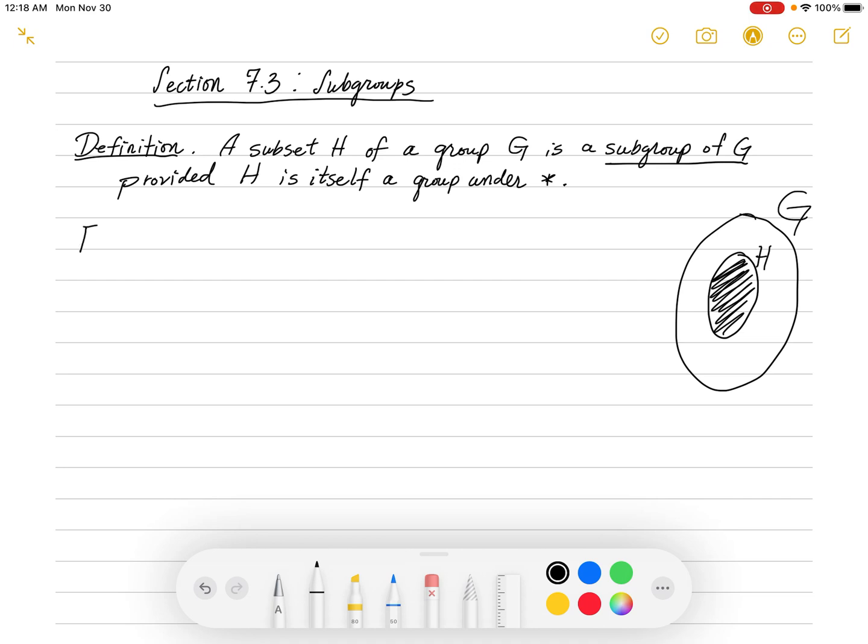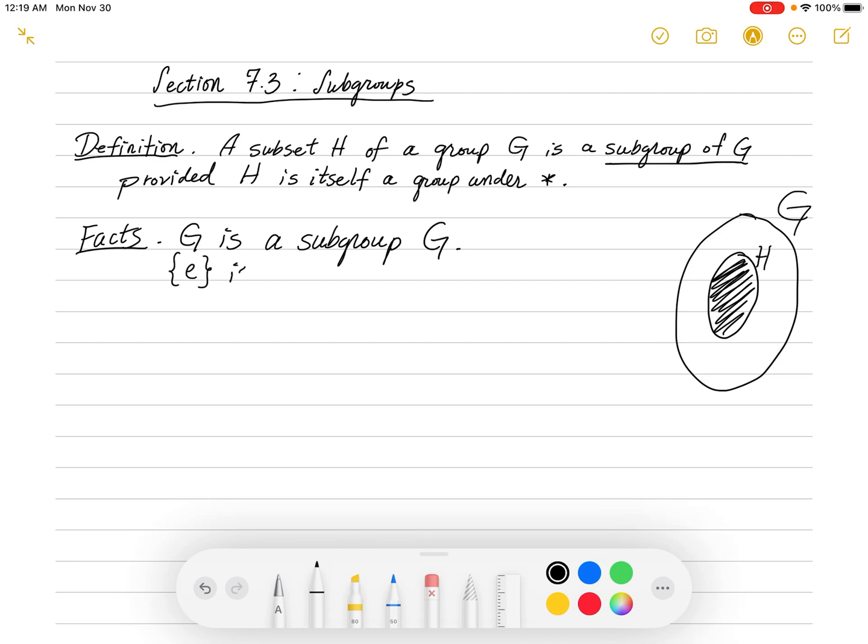So here's some facts, probably worth mentioning. G is a subgroup of itself. So G is a subgroup of G, right? G is a group inside of G. That's kind of stupid, but it's true.